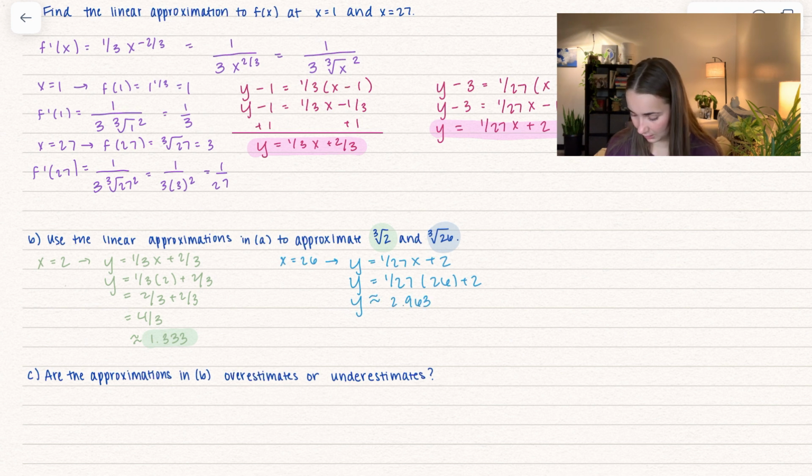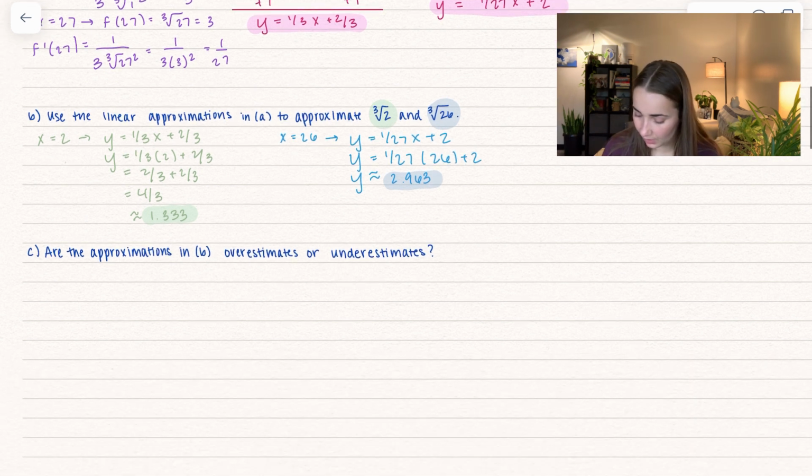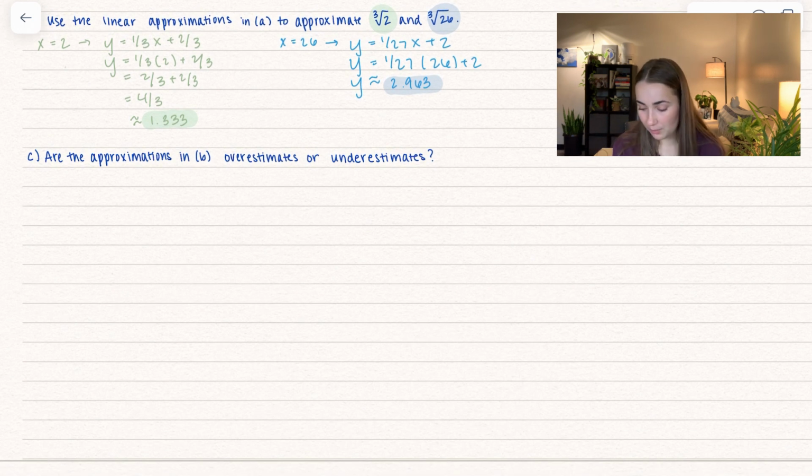Alrighty, so I used my calculator and I got 2.963. So now we have our linear approximations. Let's go on to part C. Are the approximations in part B overestimates or underestimates? So first, let's go ahead and talk about this. When are we going to have overestimates versus underestimates? And that's going to depend on the concavity of the function.